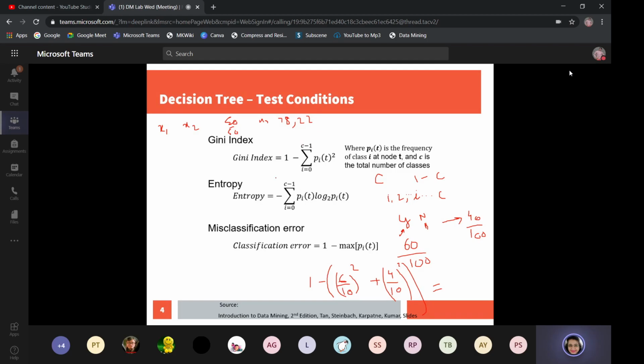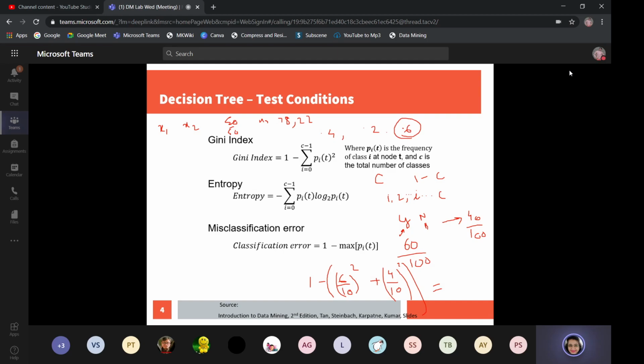So what maximum means, whatever, so 1 minus this value, there will be some value, something maybe will be 0.4, something will be 0.2, and something will be 0.6. Let's assume this is 0.6. So you will pick the attribute which is giving this maximum of Gini index.